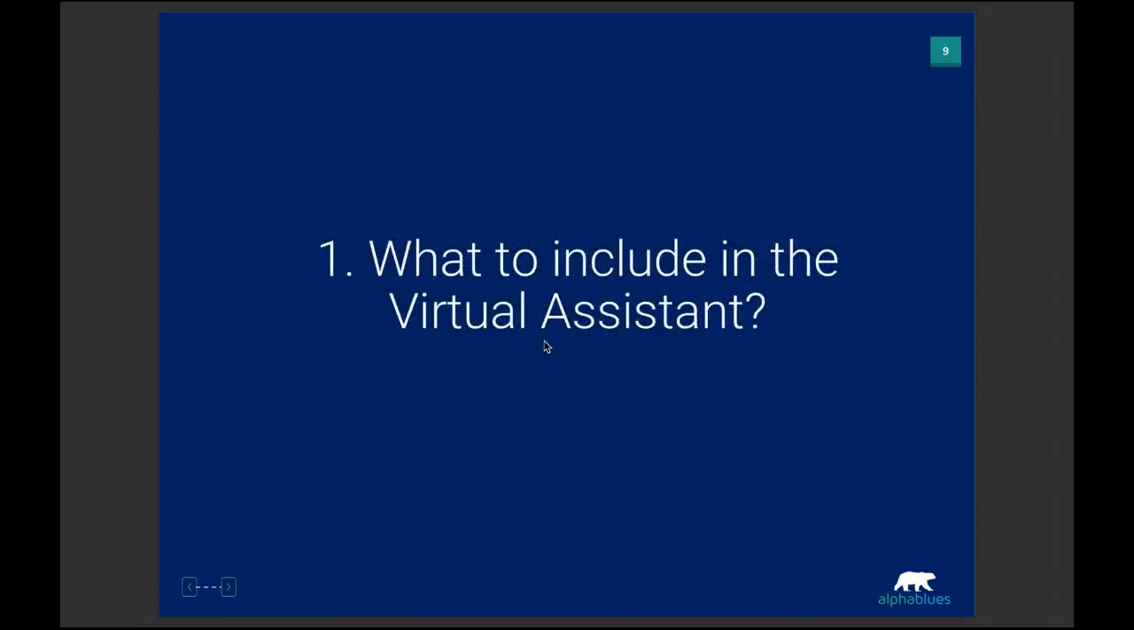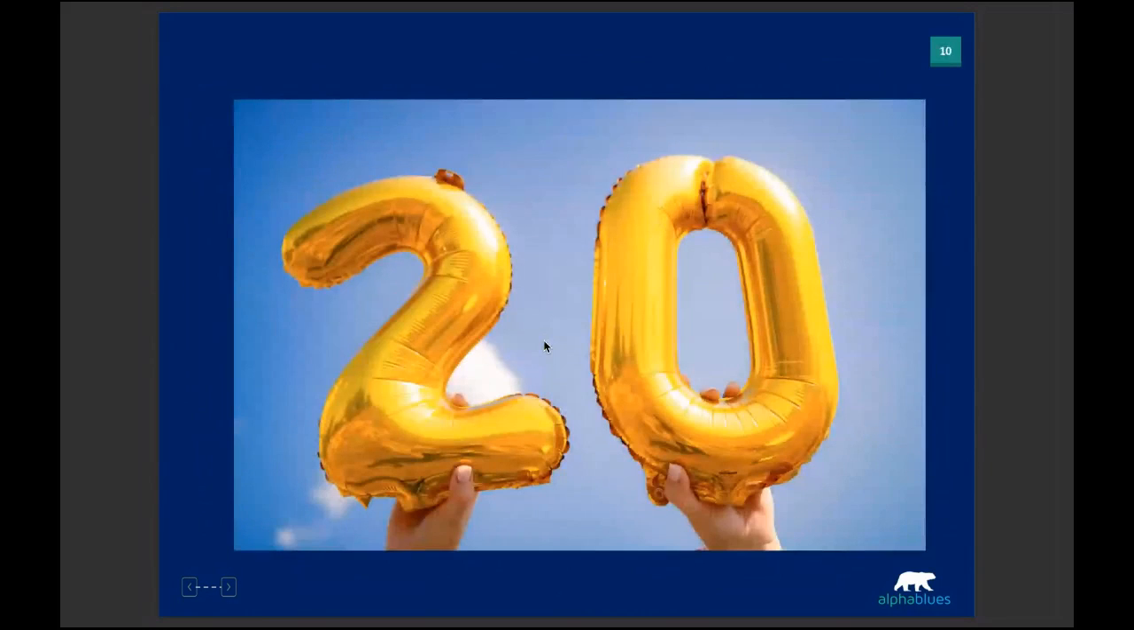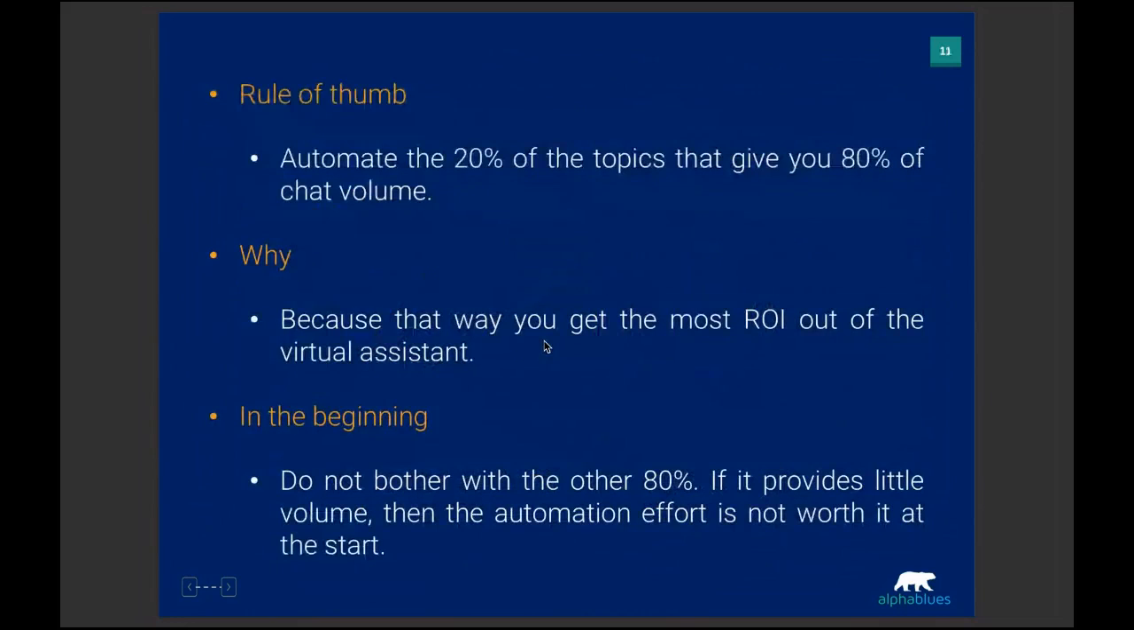So let's dive straight in. Question number one, what we get is, what to include in the virtual assistant. And this is a very good question because, when you start building it, there are several ways you can go about it. And one of the things that we advocate is the 80-20 rule. So this also applies in building bots. And what does it mean? Well, it means that you should automate 20% of the topics that give you 80% of chat volume.